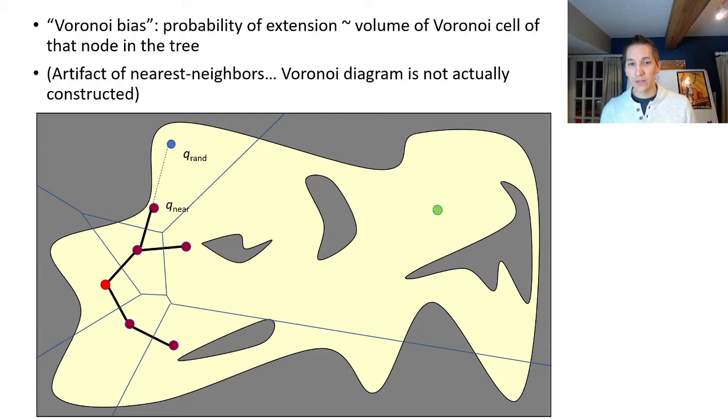Now, note that this is an artifact of the nearest neighbors approach being used in RRT. We're not actually constructing the Voronoi diagram, although this is an interesting topic for computational geometry. We're not actually building it ourselves.